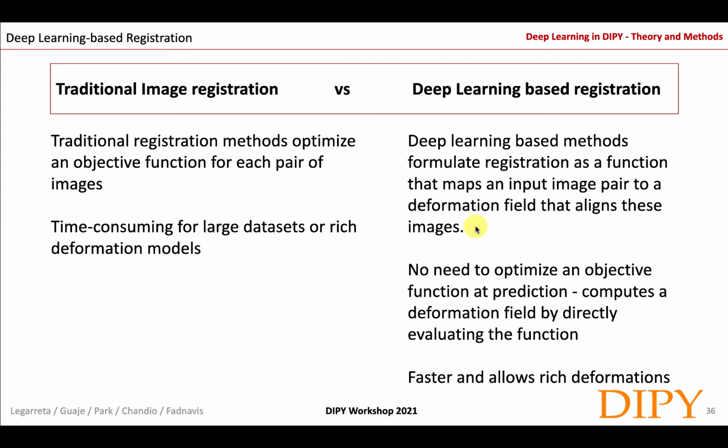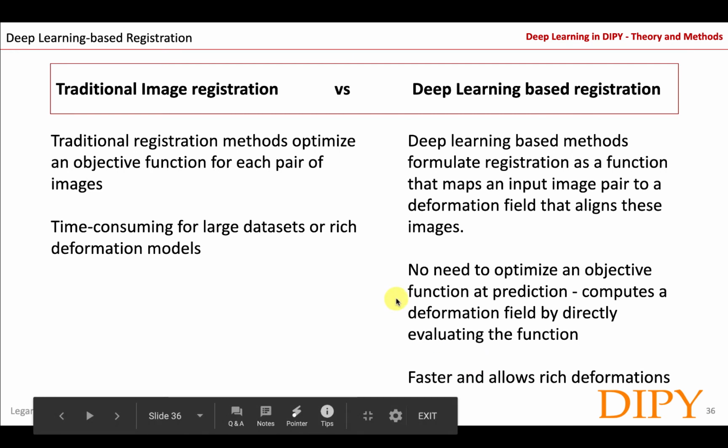On the other hand, deep learning based methods formulate registration as a function that maps an input image pair to a deformation field that aligns these images. There is no need to optimize an objective function at prediction, because it computes a deformation field by directly evaluating the function that it learned during training. This is very fast and also allows for rich deformations.